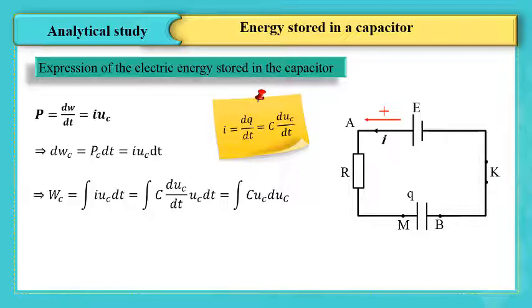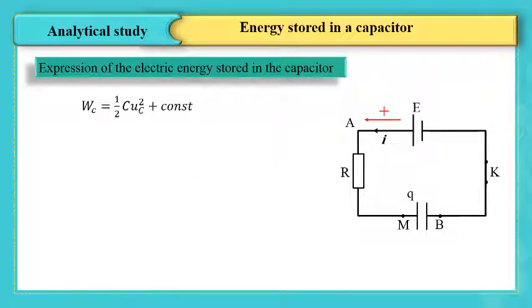And as we know from before, I equal dq over dt equal C duc over dt. So we can replace I by C duc over dt. Then the expression will be integral of C duc over dt times uc dt, equal to integration of C uc duc. That means the answer of this integration is equal to half C uc square plus a constant.